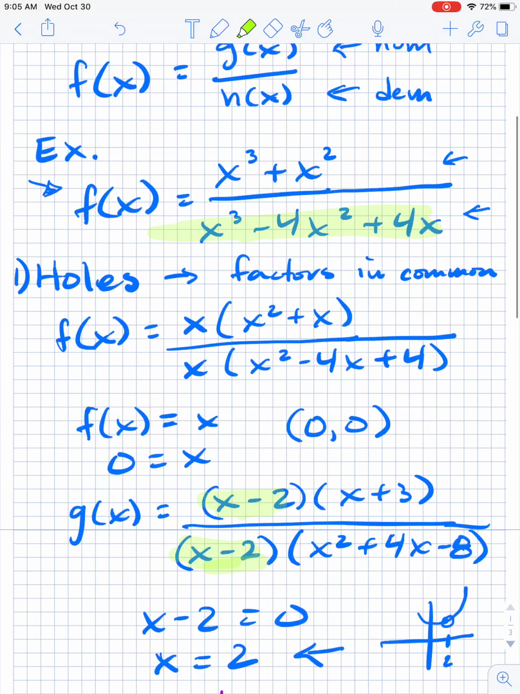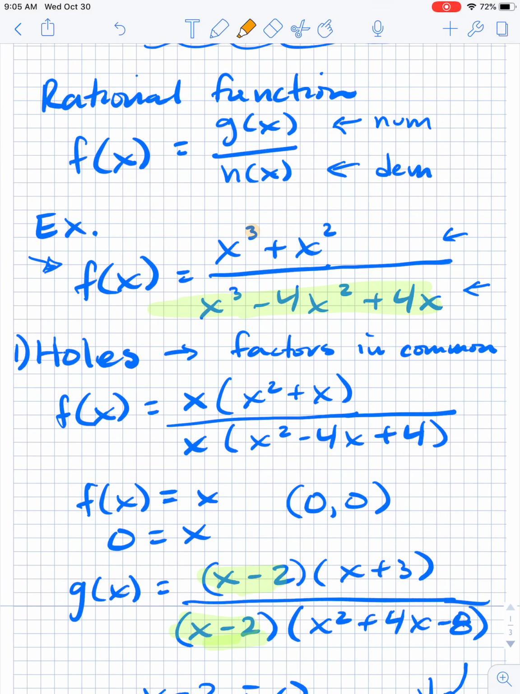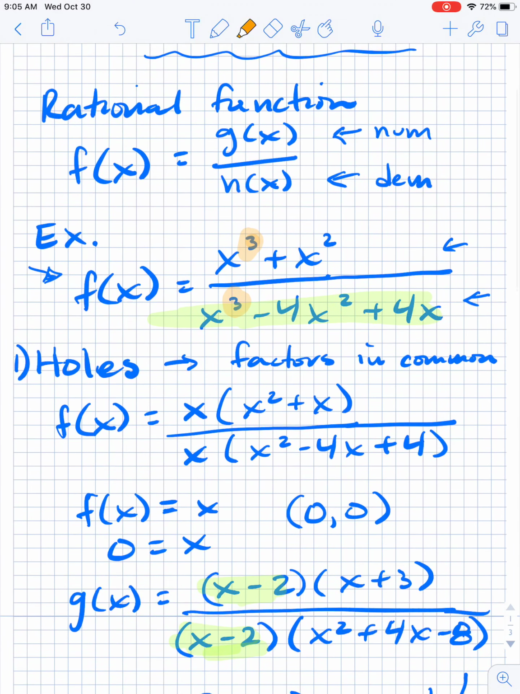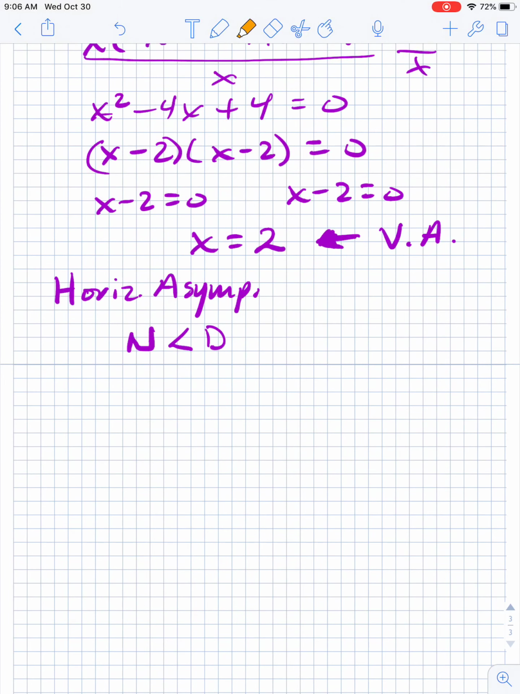So if we go back to our equation, what I am looking at is the degrees for my leading term, okay? So in this one, the degrees are the same, right? What I'm going to be looking for each time is looking at the degrees and trying to see what the relationship is between the degrees in the numerator and the degrees in the denominator.